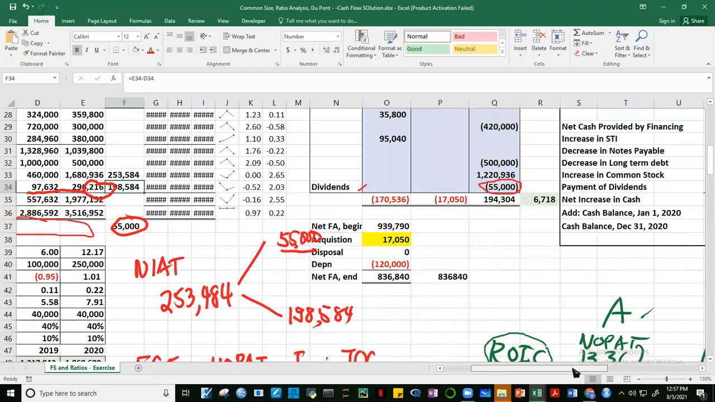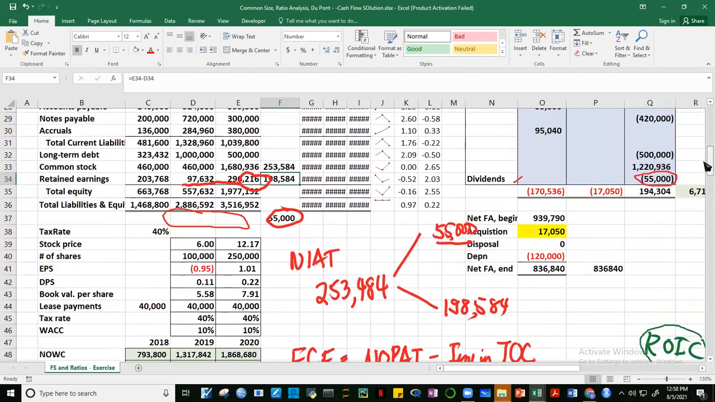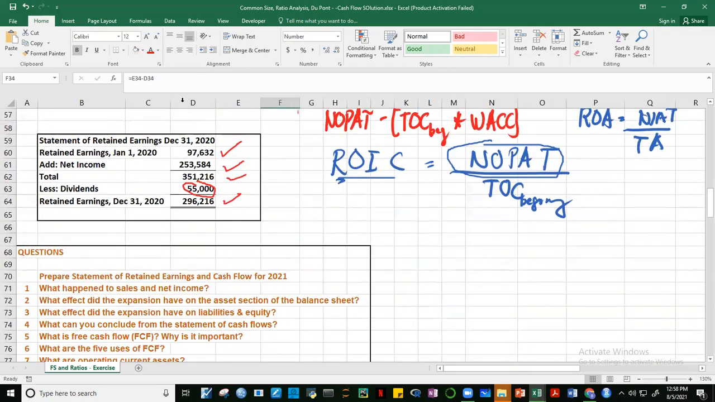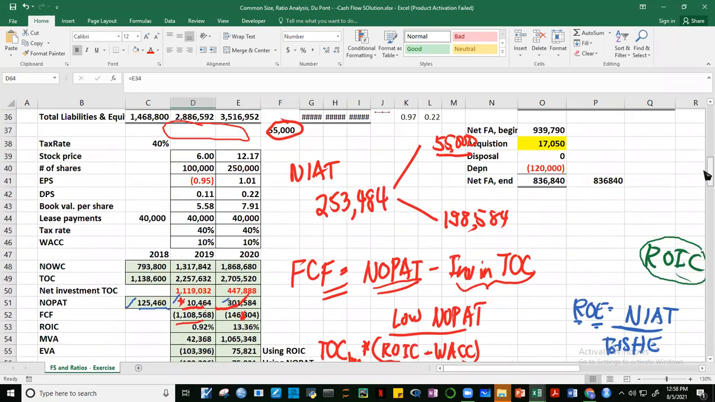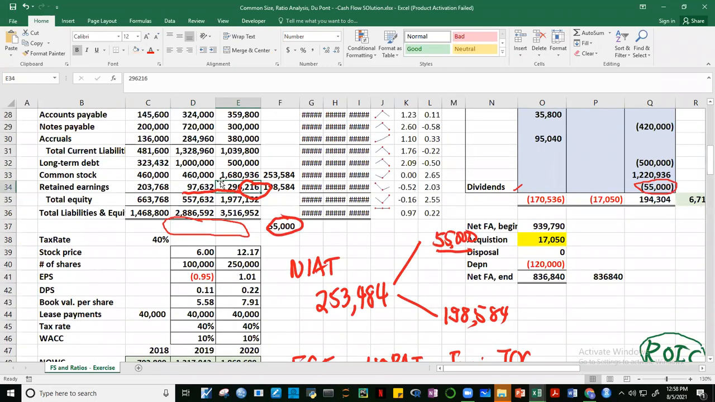Okay, so that's the subtotal. In fact, guys, before I go there, we can see here the statement of retained earnings. Started at 97,632. He added net income of 253,584. Our total is 351, less dividends, so that you get 296,216, which is the ending. 296,216 is the ending, this one. So we're correct.